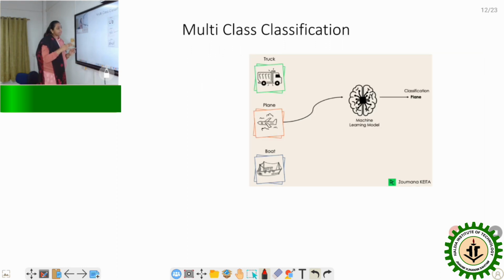Now, if the same problem is solved by multi-class classification, then we have more than two classes, at least more than two. Here we have three classes. Whenever our prediction or classification work is done using the three classes, we call it a multi-class classification problem.